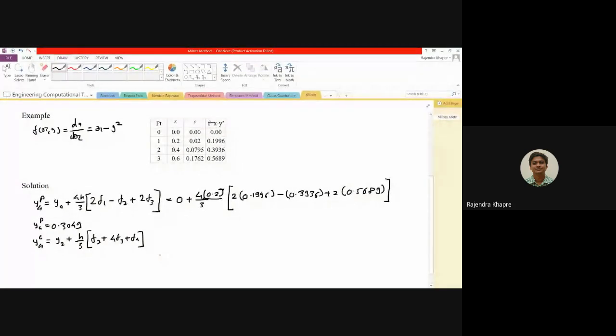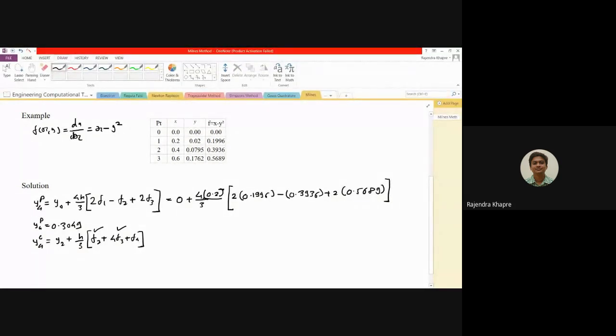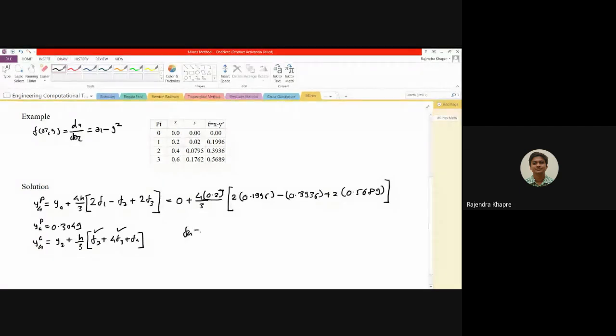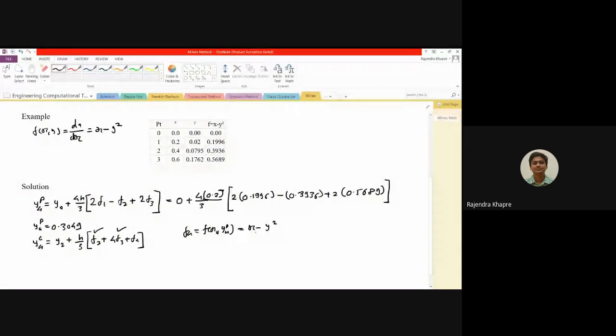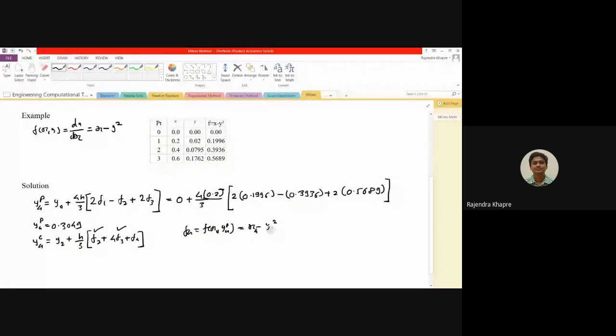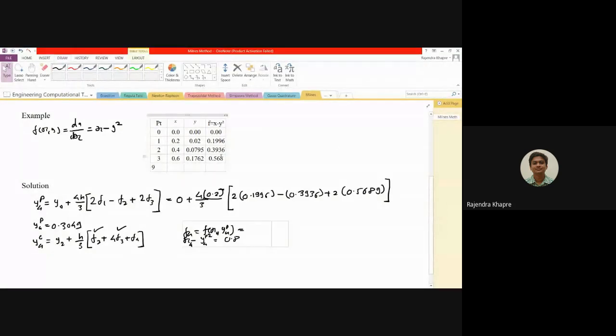Now you already know the value of f2, you already know the value of f3, you don't know the value of f4. Your f4 is nothing but the function of x4 and y4 predicted, because the y4 corrected value we have not yet found out. The equation given to us is x minus y square. So x will be replaced with x4, y will be replaced with y4 predicted. Basically your x4 value will be 0.8, because if you expand this, this will be the fourth point, and the corresponding value will be 0.8.